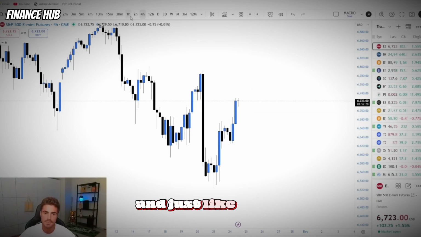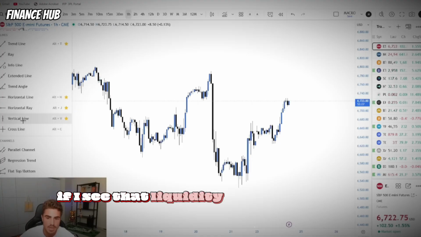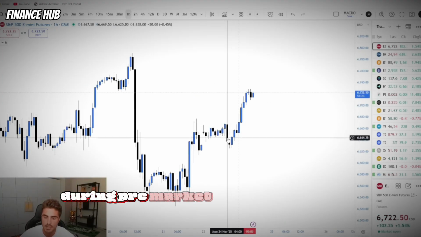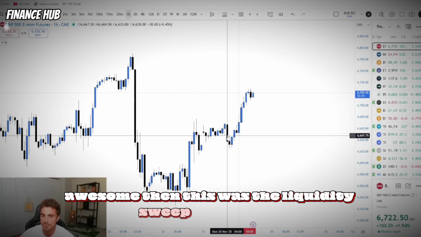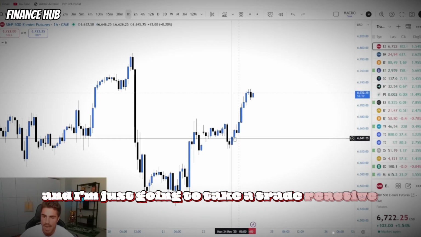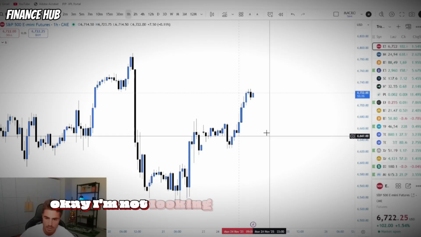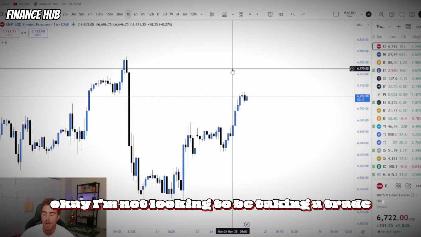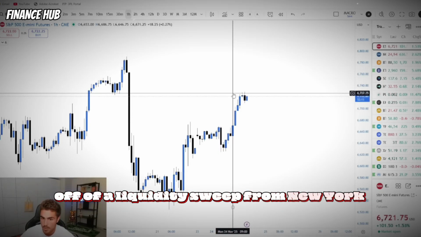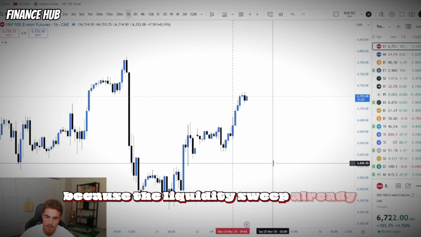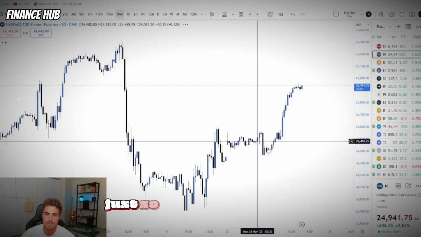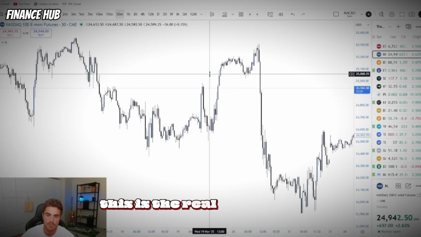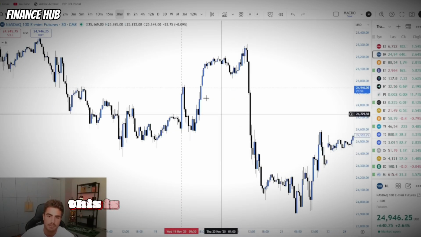And just like today, if I see that liquidity has already been swept during pre-market and we're already reacting off of it, awesome. Then this was the liquidity sweep for the day, and I'm just going to take a trade reactive off of this. Okay, I'm not looking to be taking a trade off of a liquidity sweep from New York market open, because the liquidity sweep already happened. Okay, I'm going to show you guys a couple more examples of this happening, just so you guys know that this is the real deal. I mean, yeah, bro, this is gorgeous.